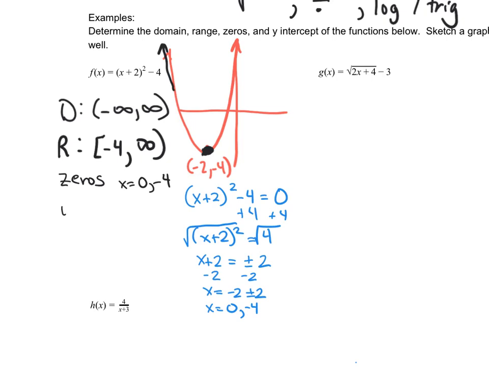Finally, I have to do the y-intercept. The y-intercept, remember, is always f of 0. So I'll just go ahead and plug 0 in for the x's. So f of 0 is going to be (0 plus 2) squared minus 4, which is 0. So the y-intercept is (0, 0).